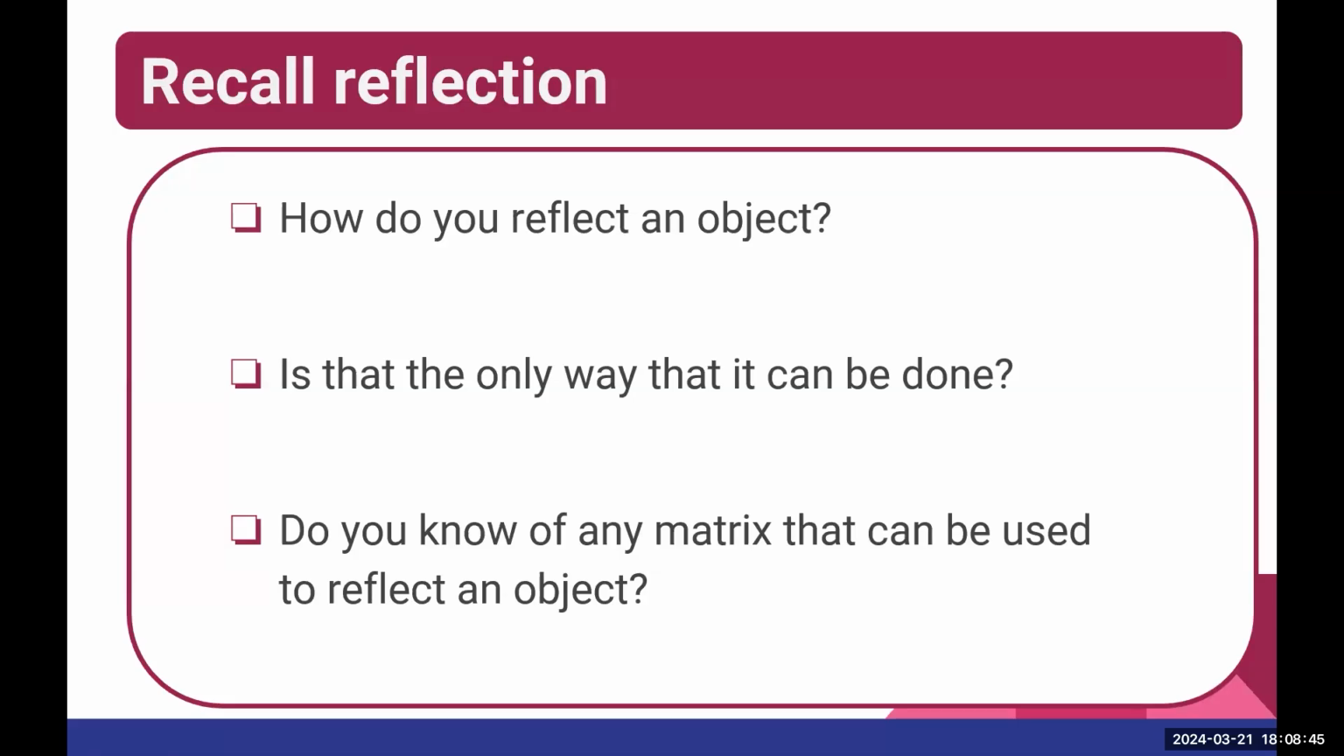All right, so is that the only way we can reflect through the mirror line? And do you know of any matrix that can be used to reflect an object? Now, this would be fairly new to you, so I would forgive you if you don't know of any matrix that can be used to reflect an object. Go ahead. Would it be an identity matrix? Identity matrix. Okay. So give me an example of that.